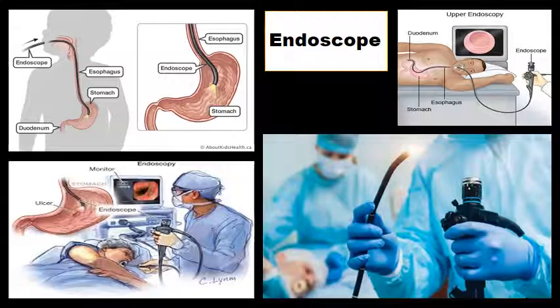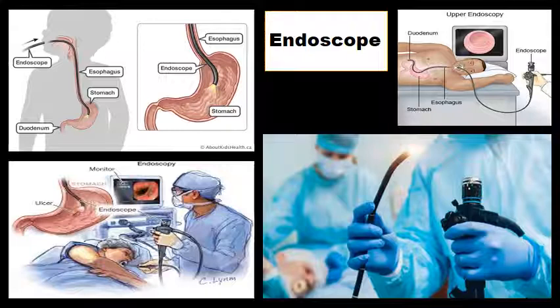Now this slide talks about endoscopy and how endoscopy is done. You can see in the first image how the endoscope enters from the mouth and reaches the esophagus and the stomach, and sometimes even the duodenum. So this is upper endoscopy, which is called esophagogastroduodenoscopy.